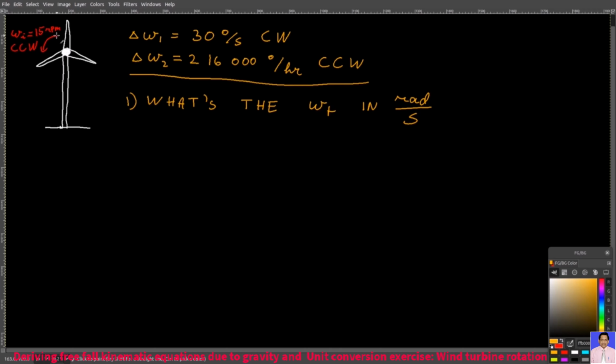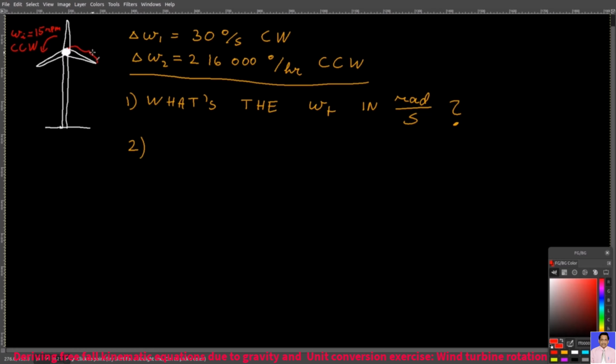So your initial rotational velocity is 15 RPMs in the counterclockwise direction. Then the first change is 30 degrees per second clockwise. The second change is 216,000 degrees per hour counterclockwise. And what's the final rotational speed of the turbine in radians per second? That's your first question. The second question is the following.